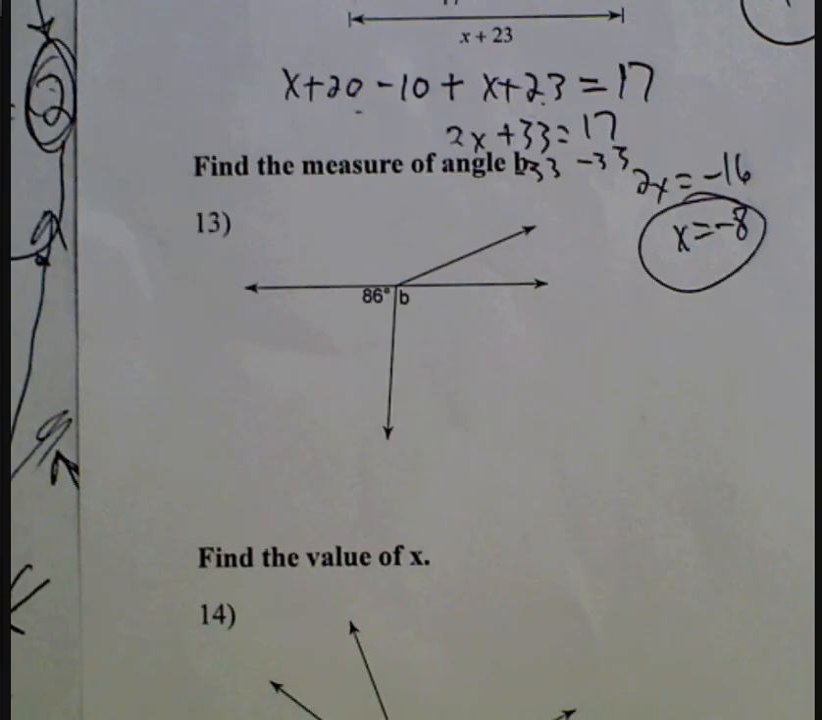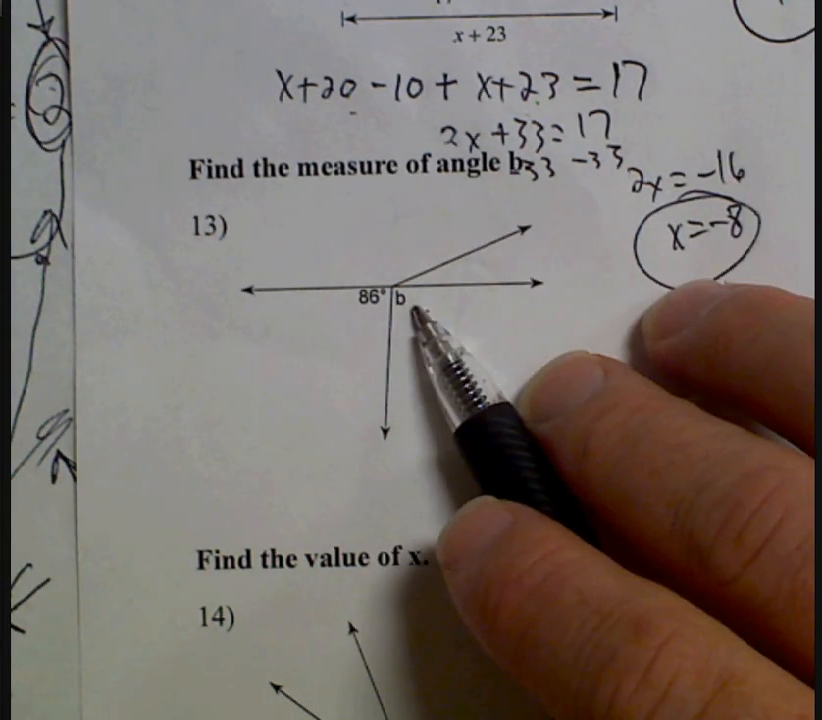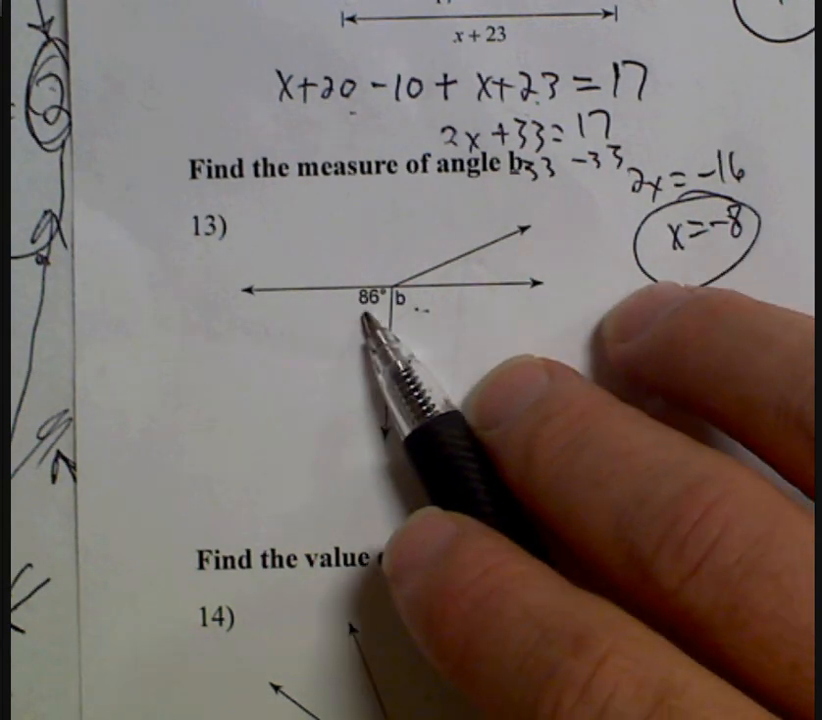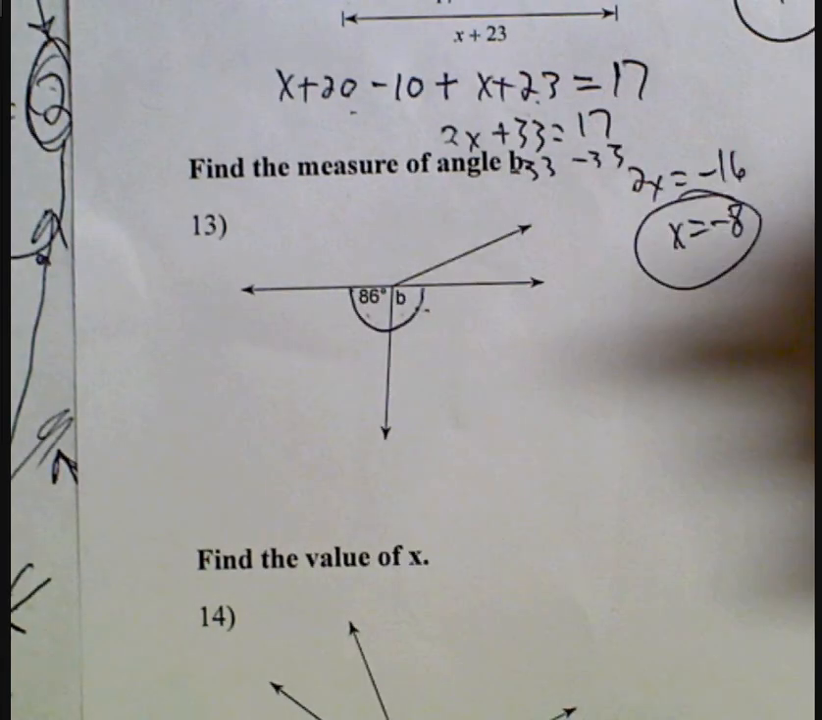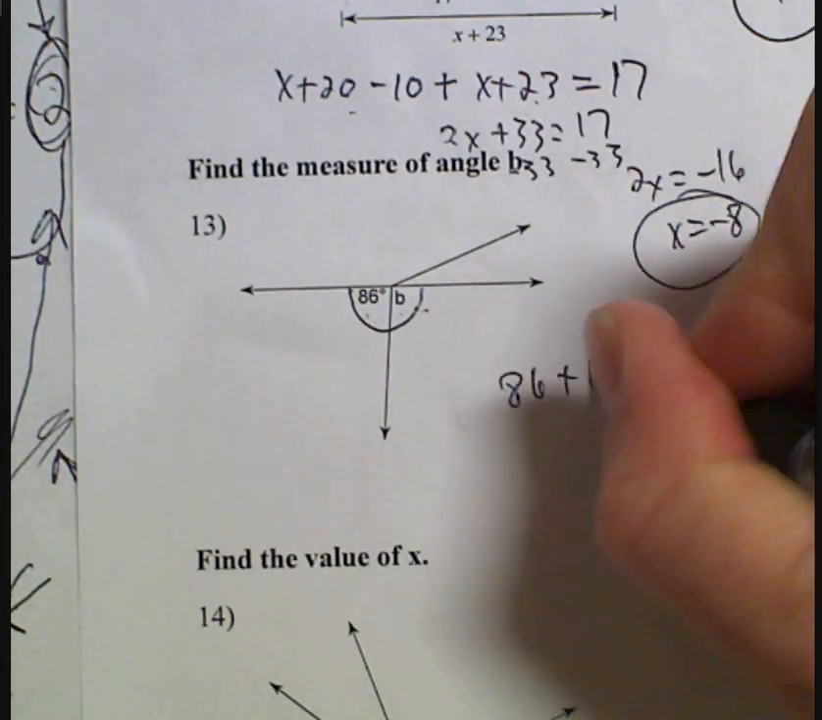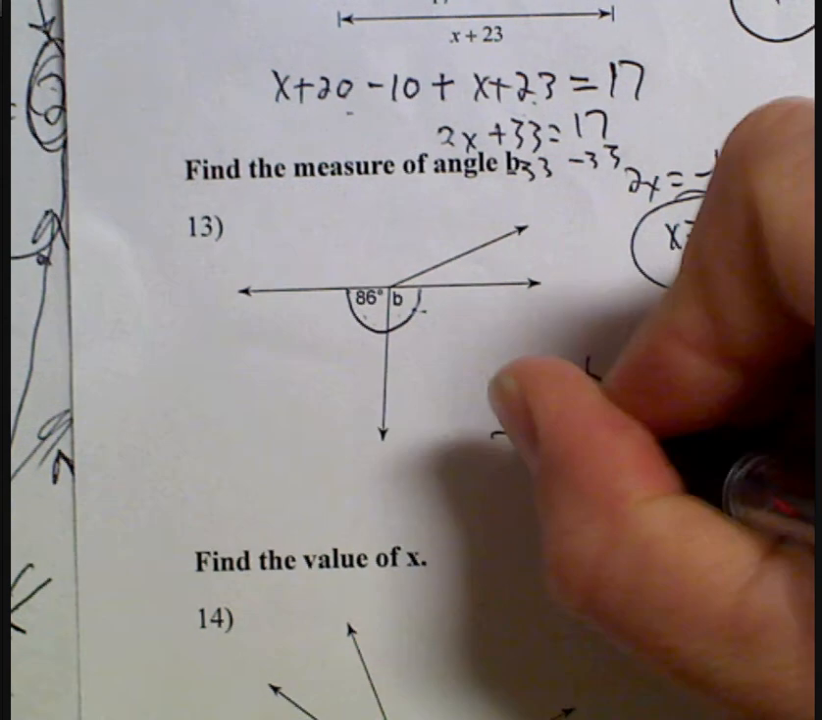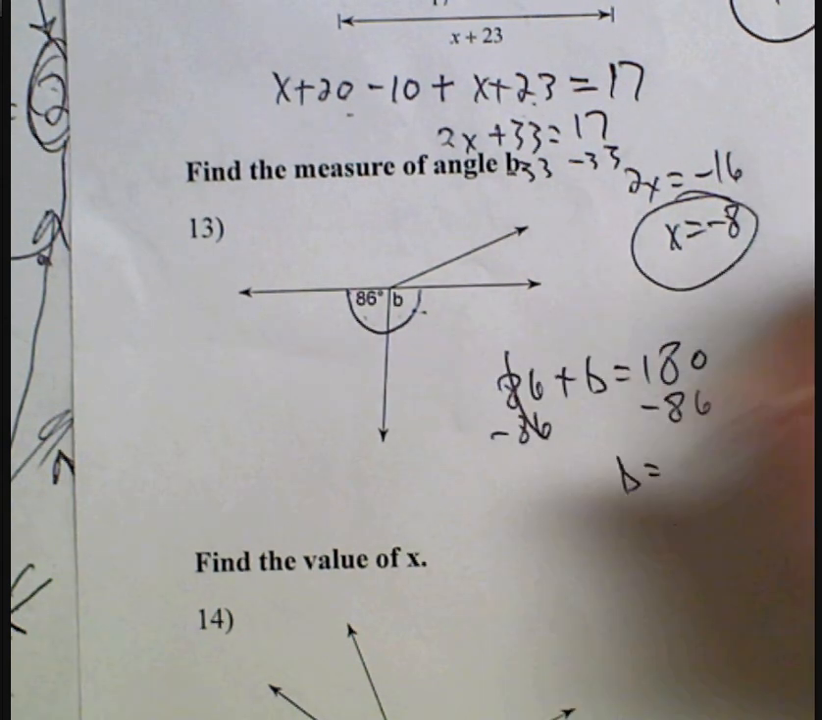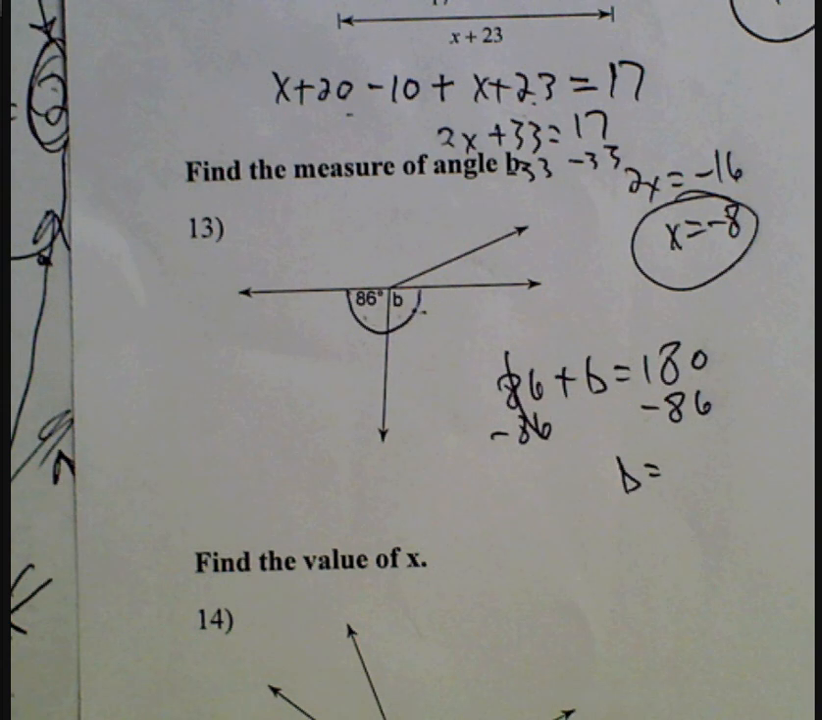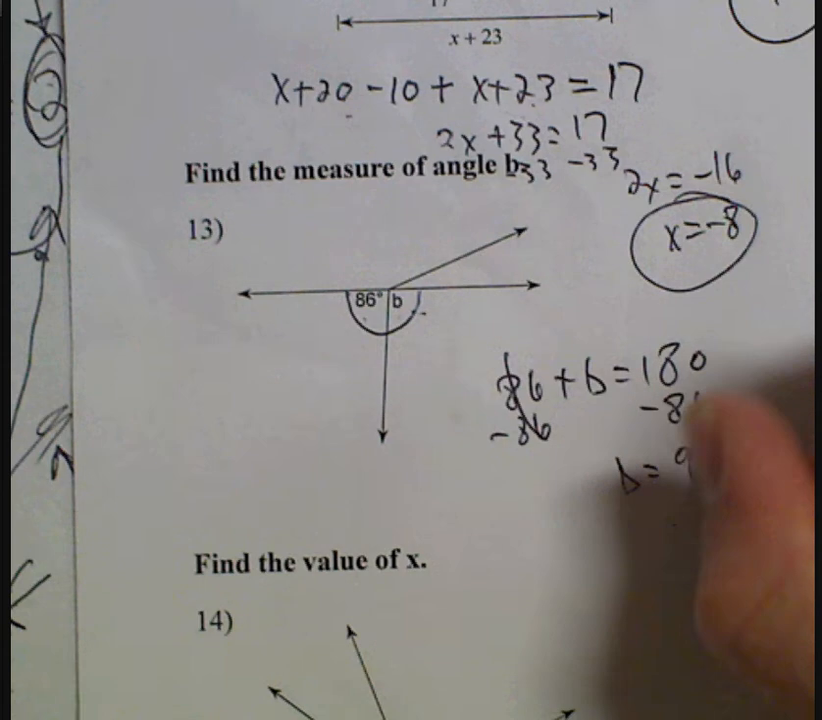Number 13, find the measure of b. I know that this angle plus this angle has to equal 180. So 86 plus b has to equal 180. So then if I subtract, I know b has to be 180 minus 86, which is 94.